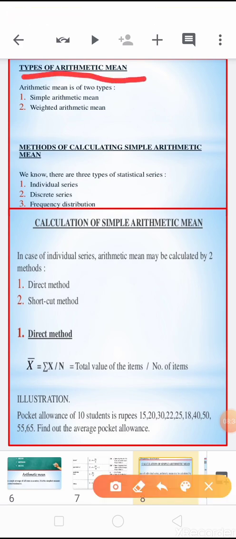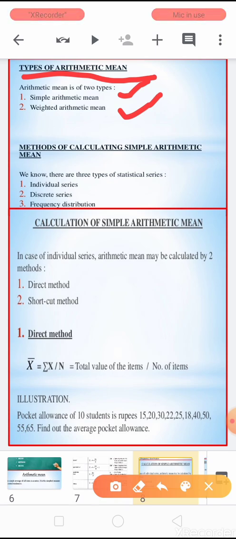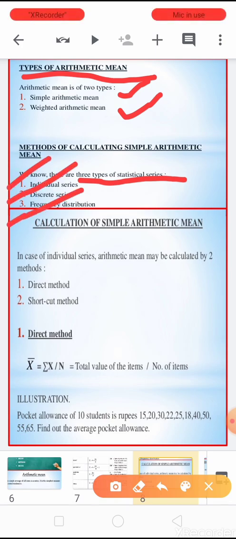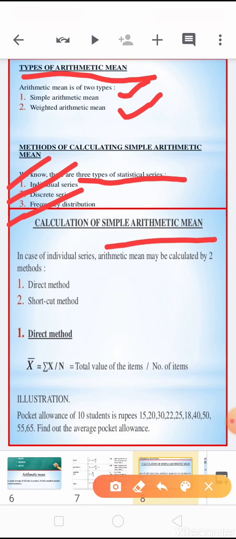Now we are going to learn the types of arithmetic mean. Children, arithmetic mean can basically be of two types. The first one is simple arithmetic mean, and the second is weighted arithmetic mean. The method of calculating simple arithmetic mean: as you all know, there are three different types of statistical series. The first one is individual series, second is discrete series, and third is frequency distribution. Now we are going to find out the simple arithmetic mean in the individual series first.